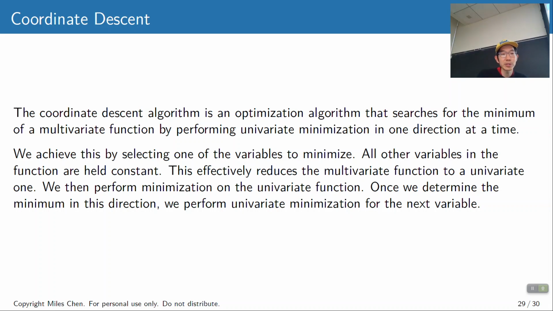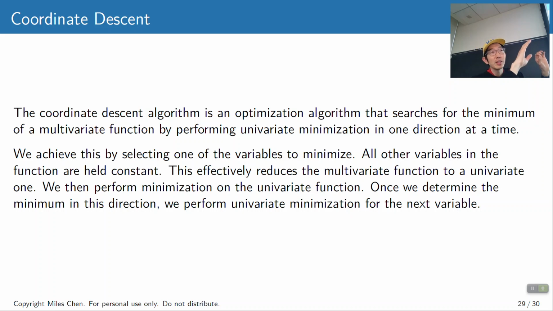Coordinate descent. Coordinate descent algorithm is an optimization algorithm that searches for the minimum of a multivariate function by performing univariate minimization in one direction at a time, okay? So we achieve this by selecting one of the variables. So you got this multivariate function. We're going to select one variable to minimize. And then what we do is we say all other variables in this function, we're going to kind of lock into place.